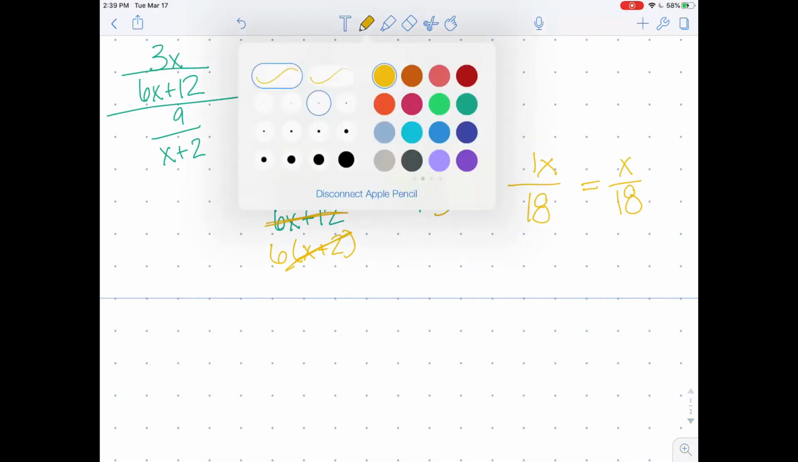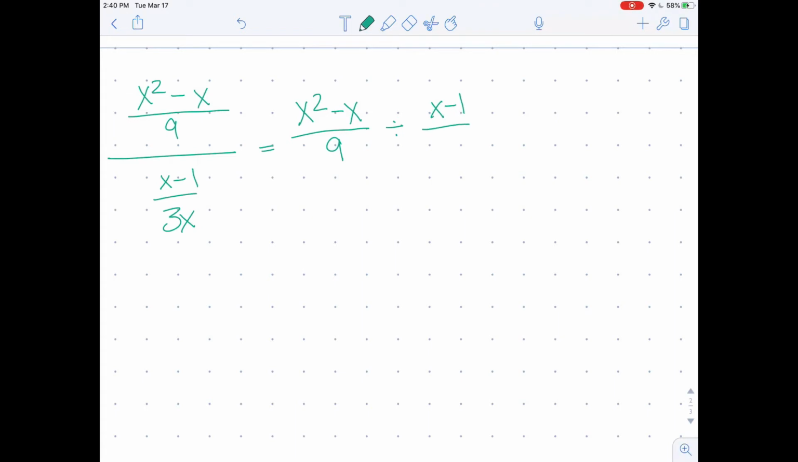Here we go. Here's a good one. We've got x squared minus x over 9 divided by x minus 1 over 3x. First thing we do is write this as a division problem: x squared minus x over 9 divided by x minus 1 over 3x. Well, let's flip over that second fraction and switch to multiplication.